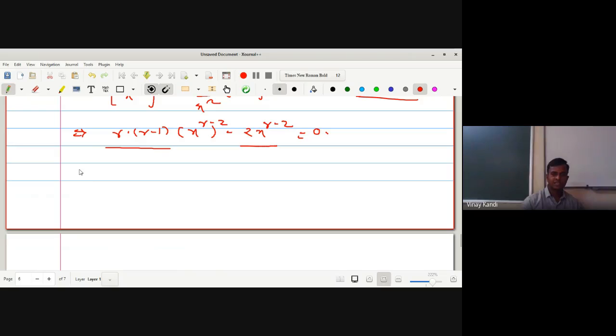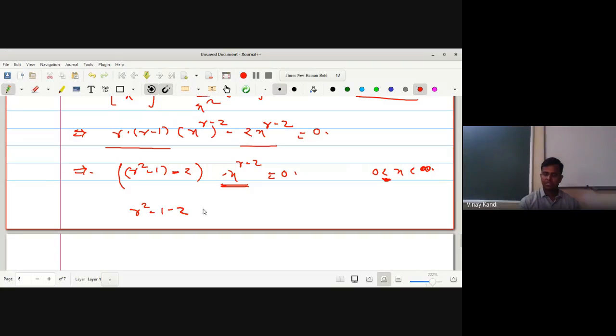Okay, so what is the characteristic equation, which implies r square minus r minus 2, whole bracket, x raised to r minus 2, which is equal to 0. But this x raised to r minus 2 is not equal to 0. Why? Because x is running in between 0 to infinity. Hence r square minus r minus 2 must be 0. Sorry, r square minus r, right?